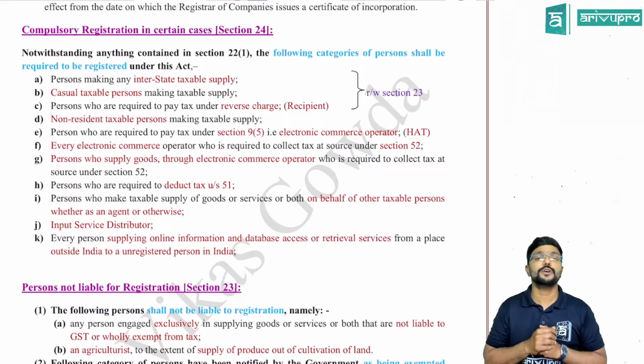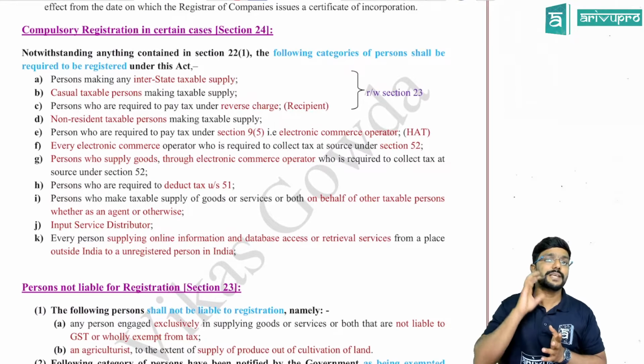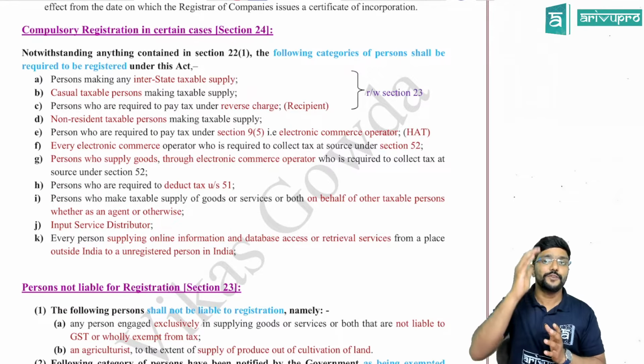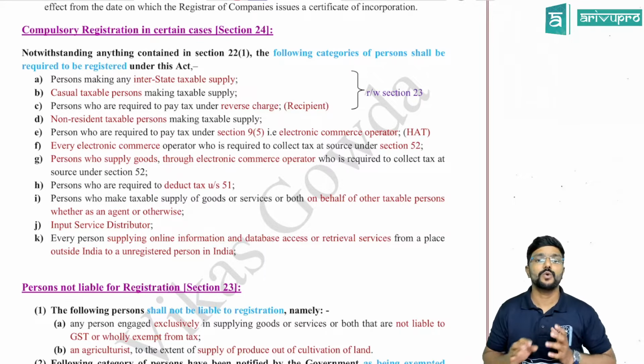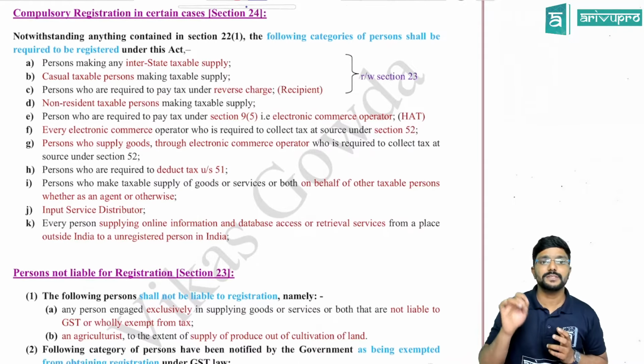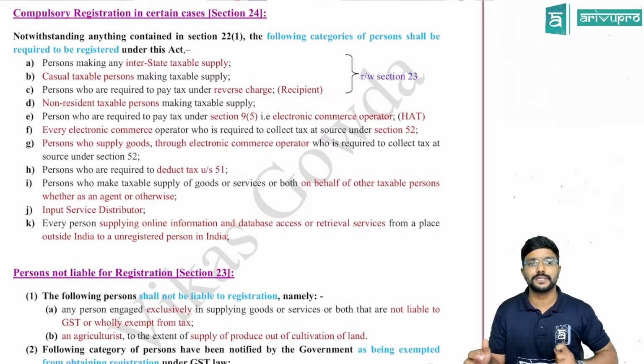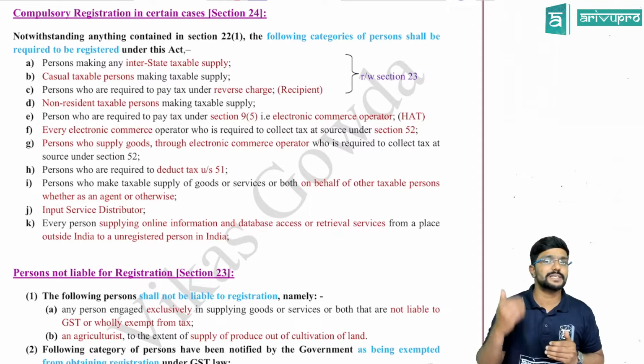Even section 24 also talks about who should get registered, but they are mandatory. So irrespective of your aggregate turnover limit, if you are covered under section 24, you have to take mandatory registration. So who are those people who are covered here? Persons making interstate taxable supply, that is outside the state, or casual taxable person, or the person who is required to pay tax under reverse charge mechanism, that is as a recipient.